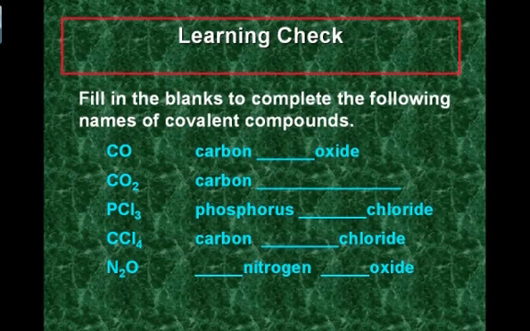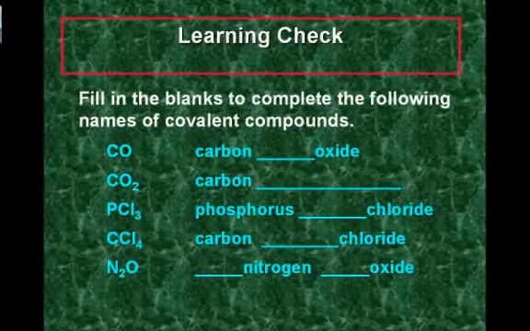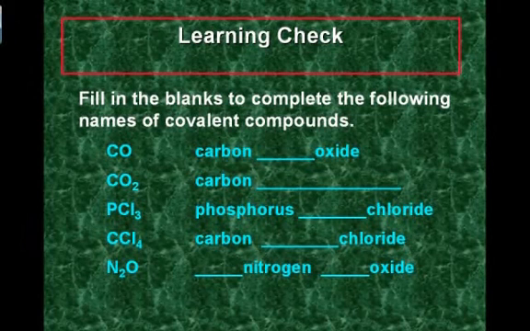Now, I would pause here and try these 5 examples. Fill in the blank, whatever's missing, whether it be prefix or the actual name, and then we'll move on to the second learning check. So pause here and try these.